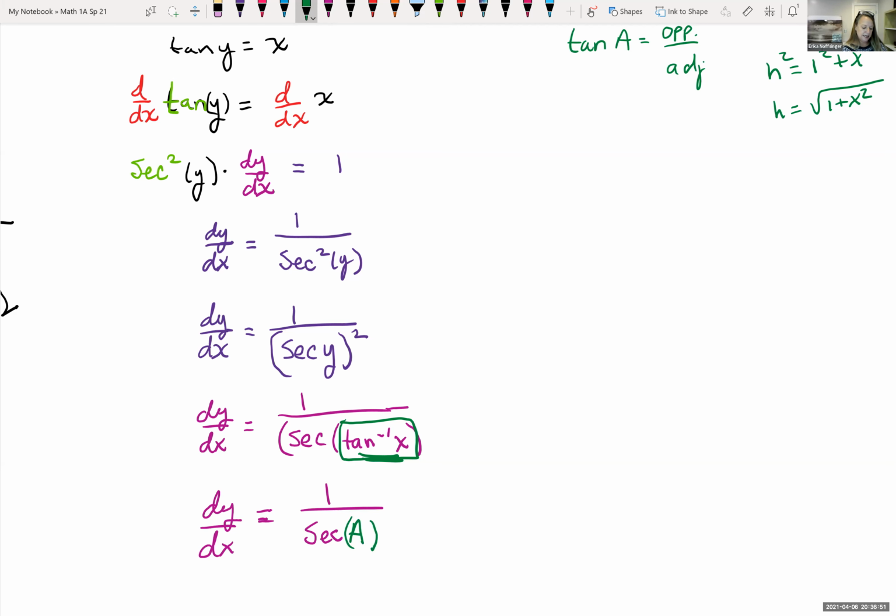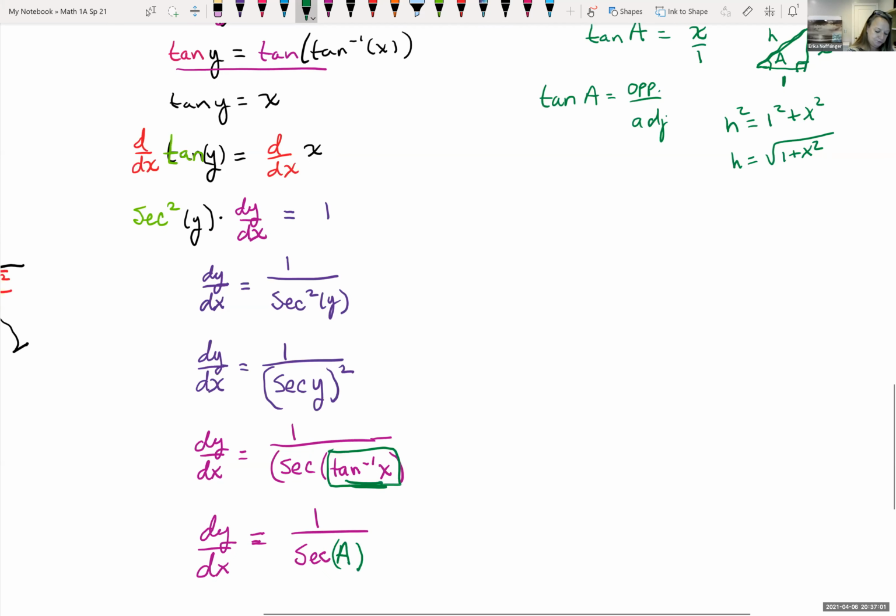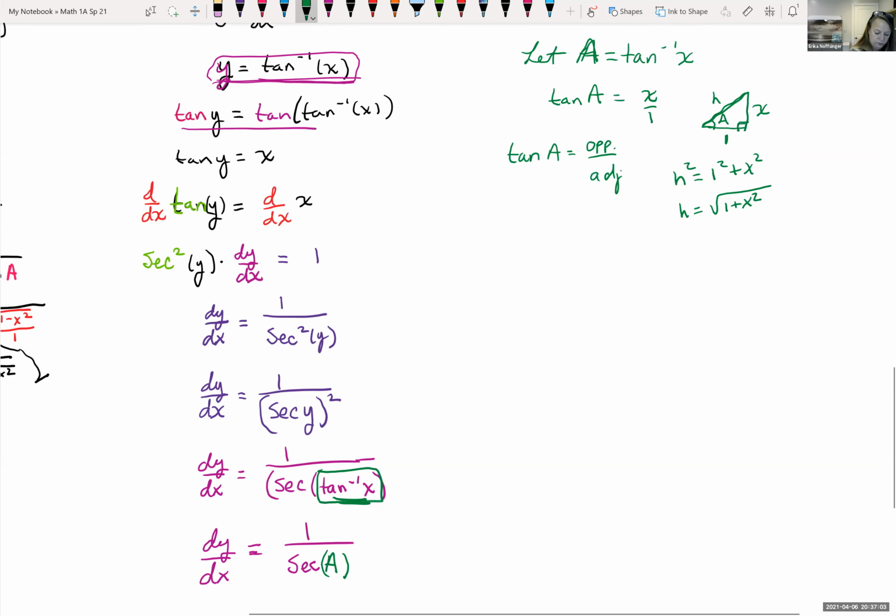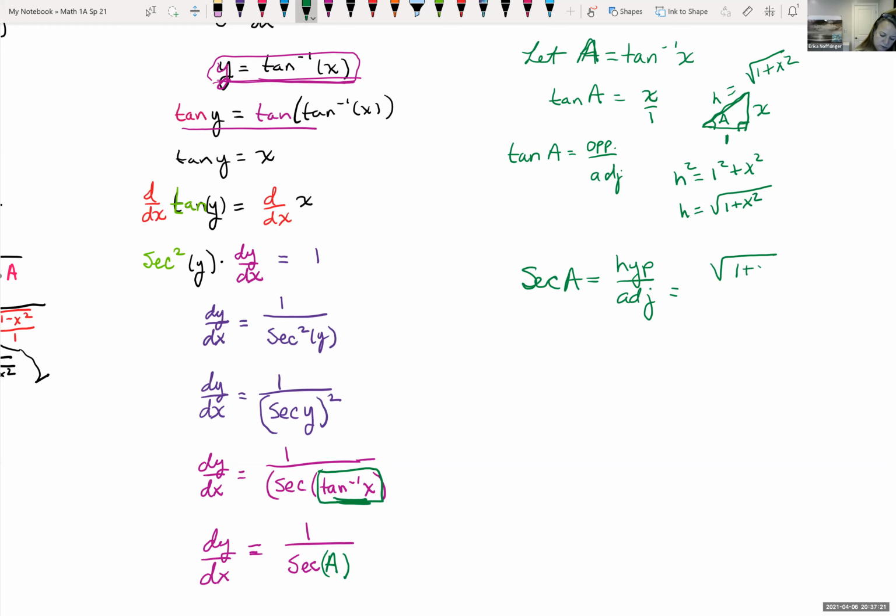We'll have to think about what secant is. Well, secant is 1 over cosine. Cosine is adjacent over hypotenuse, so I flip it, it's hypotenuse over adjacent. So I know secant of A is hypotenuse over adjacent. So if I look at my hypotenuse, which was the square root of 1 plus x squared, all over my adjacent, which in my triangle is 1.